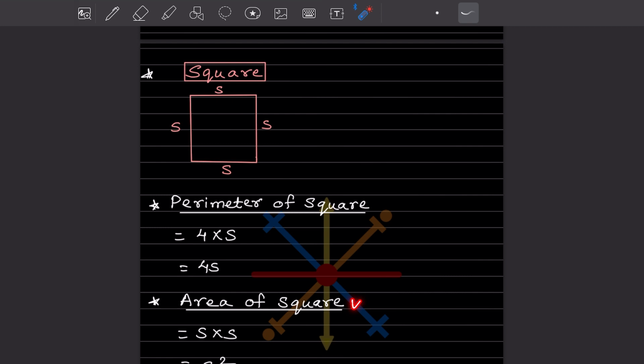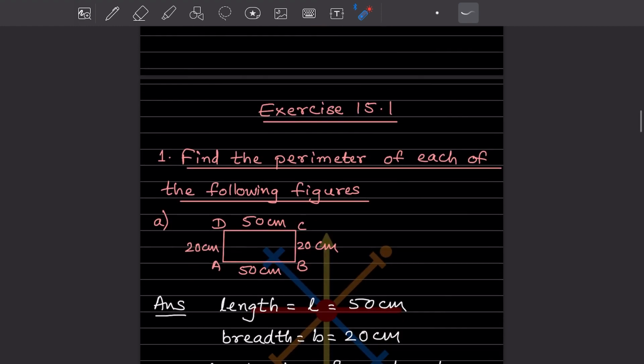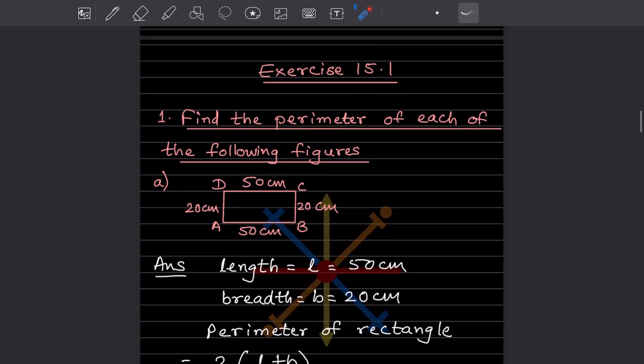And the area is going to be, you will take only one side and this other side. So you are going to multiply this one, S into S, which is S square. So now see the difference between the perimeter of square and the area of square. So now let us go with the exercise and there it will be more clear.